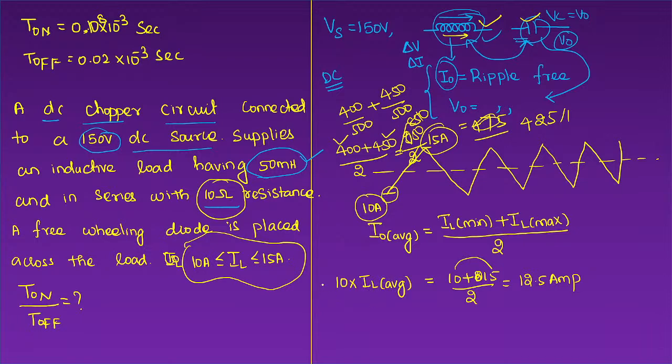According to Ohm's law, the average value of the output voltage can be estimated in an alternative way. How? Output average current into resistor. That's all, it is very simple now. So 10 into 12.5 ampere will give us 125 volts. Now you can compare: the input voltage is 150 whereas the output voltage is 125. So it clearly denotes that the supply voltage is greater than the output voltage. Whenever the output voltage is less than the input voltage, that is called a level down, so we can call this circuit a step down chopper.